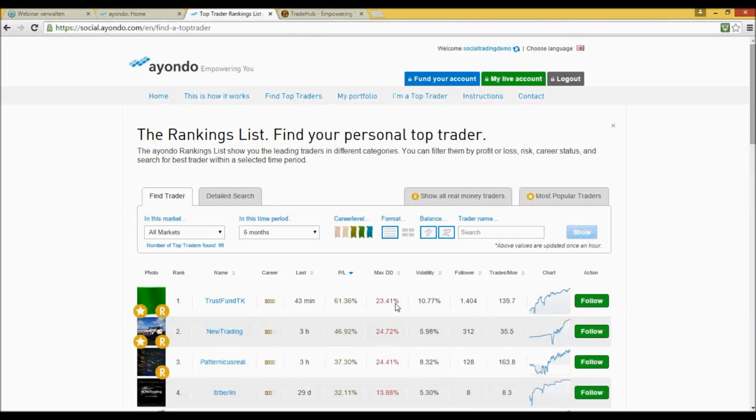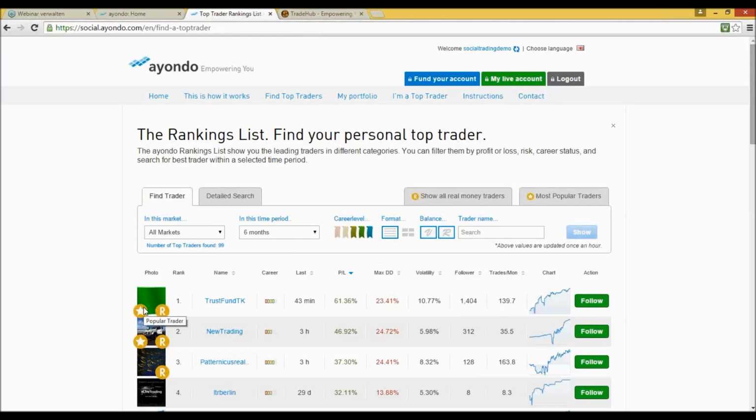But we can see now each of these traders gets ranked based on P&L at the moment. We can change that to reflect the drawdown, the volatility, the number of followers, or even the trades per month they've taken. So we can see Trust Fund TK here has had a return of 61%, but his volatility is pretty low at 10.7%. He's got a large number of following, and you can see that here. He's got over 1,400 people following his trades, and he does, on average, 139 trades per month over this 6-month period that we were looking at.